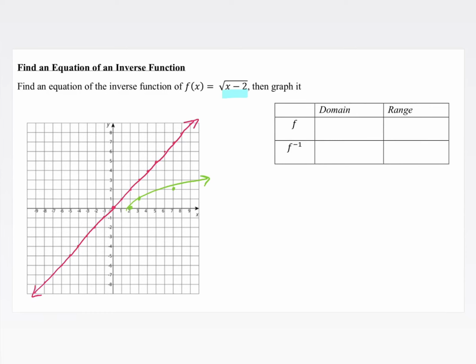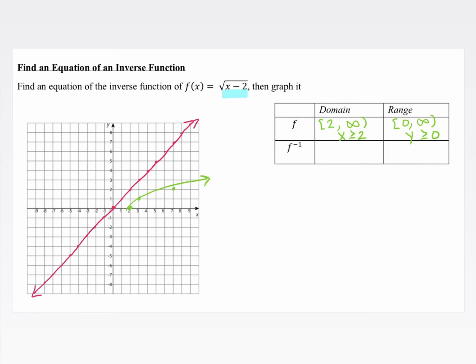So if we look at the original domain and range of our first function, we know that for all of our x values, it starts at 2 and goes off to positive infinity. The range, nothing is below the x-axis, so our smallest possible value is 0, and it goes to positive infinity. If we want to write this in inequality notation, this basically is just saying that our x values could be 2 or greater, and our y values could be 0 or greater.